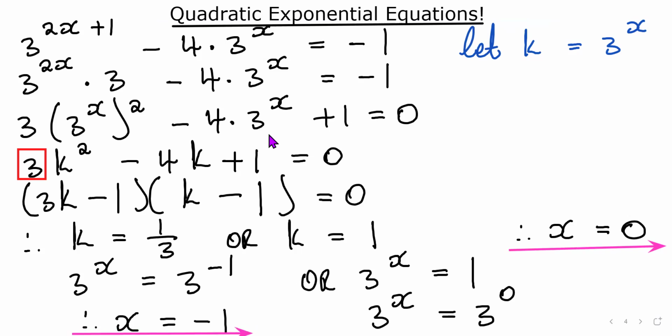All right. But then we need to check these two values. Are they both correct? Well, I'm going to begin by substituting -1. So I have 3 to the power 2 into negative 1 plus 1 minus 4 into 3 to the negative 1. Yes, that one is correct. What about when x is 0? Well, that is correct as well. So both of them are equally correct.